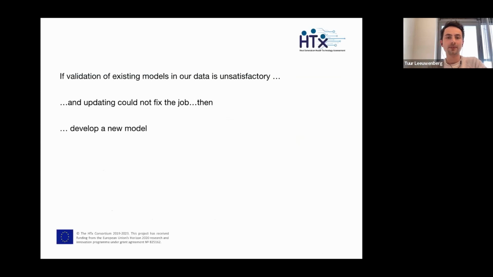So if you have identified other models and updated them to your local setting, but the performance is still not good enough for your purpose, then you would probably want to develop a new model. If you develop a new model, you will also need new data to validate it again, but at least you will find out at this point.